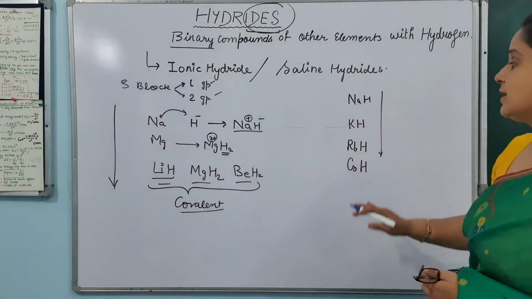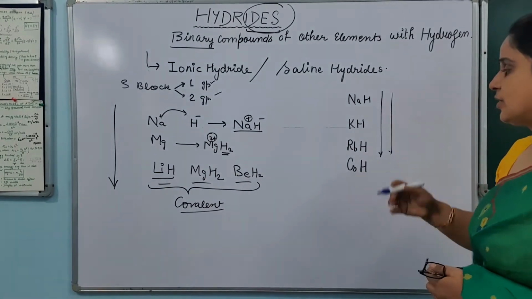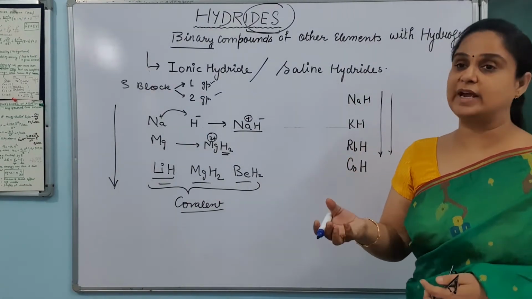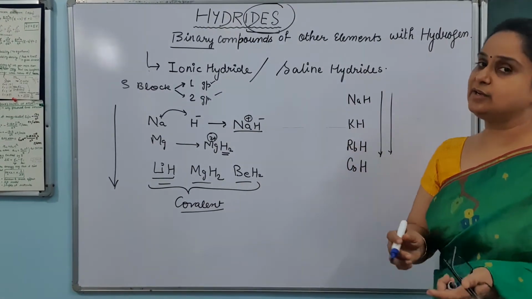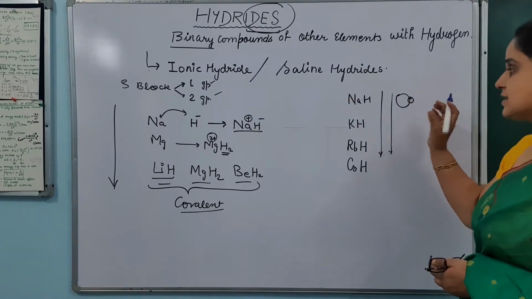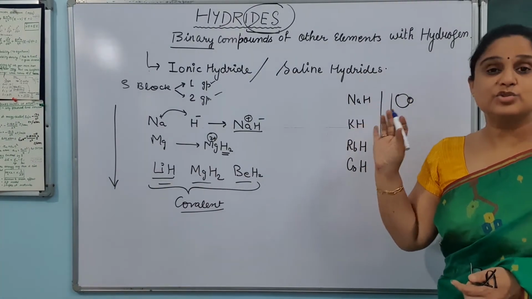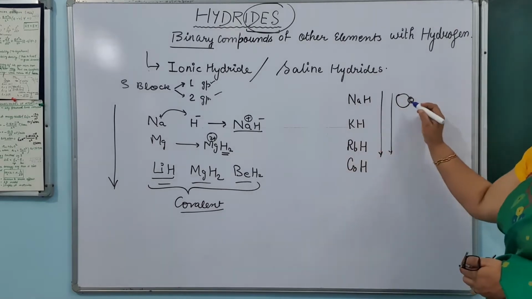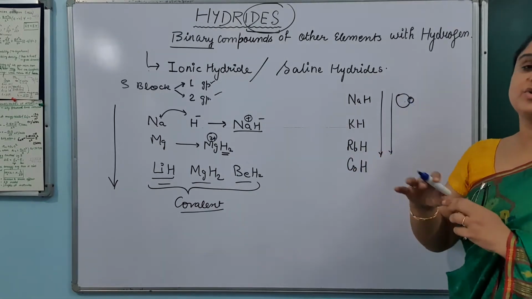What is the reason behind? Stability decreases up to down. The reason is the size of the atom with which it is forming the hydride. We know that this is sodium and this is hydrogen. The size of hydrogen is very small. Sodium can hold it easily, but the overlapping between these two is not that good.